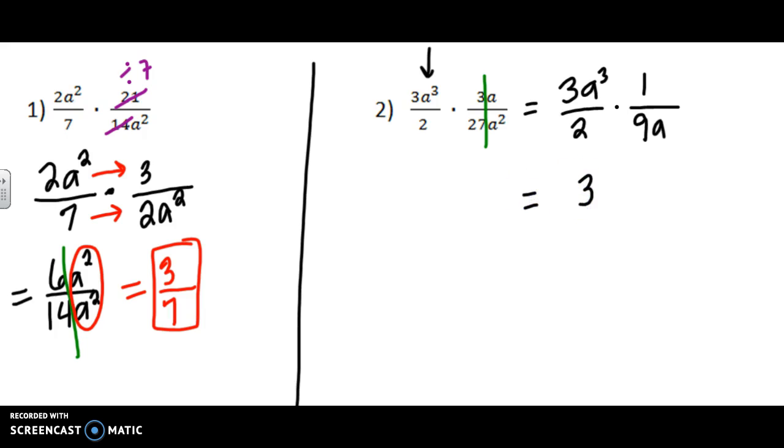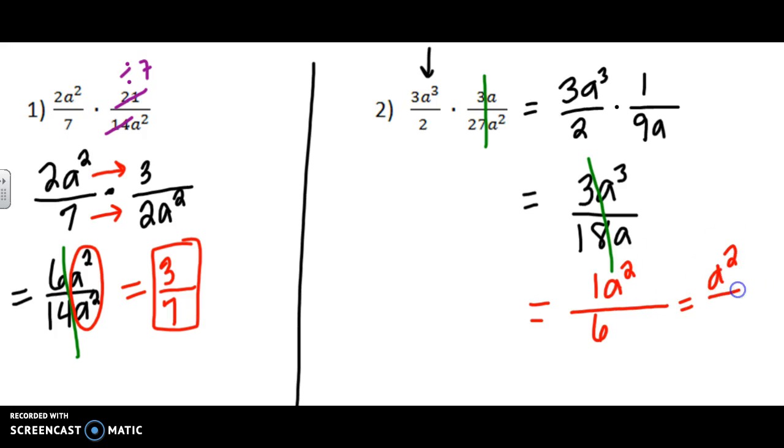So I have 3 times 1 gives me 3. There are no more a's, so it's going to stay a cubed. 2 times 9 gives me 18, and then there's just a single a. Then look at your numbers, and 3 over 18 can reduce, and so can a cubed over a. So 3 and 18 reduce to 1 over 6, and this is top heavy by 2. So writing it nice and clean gives us a squared over 6.